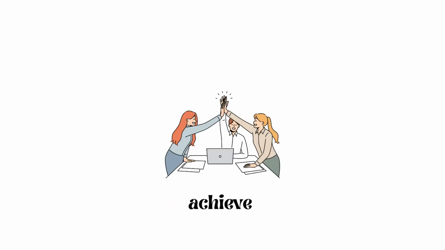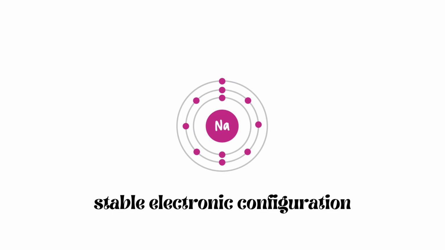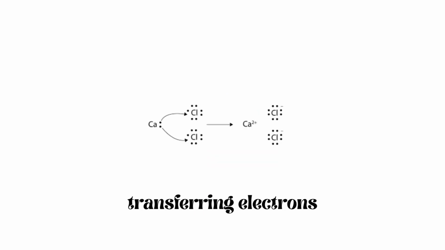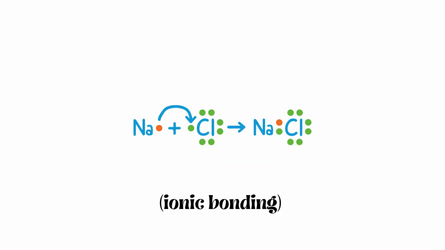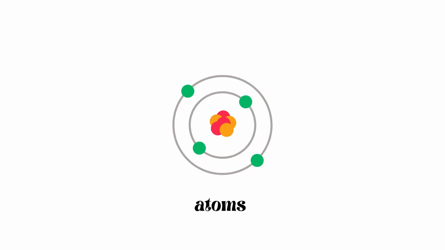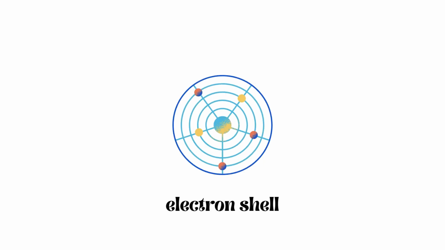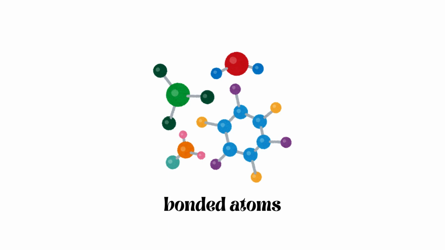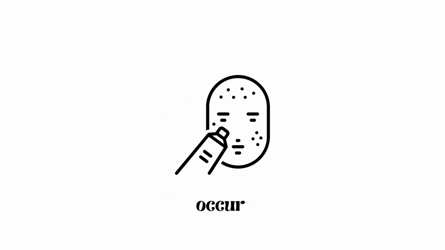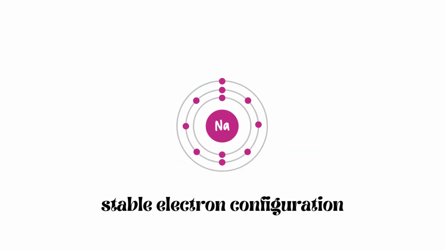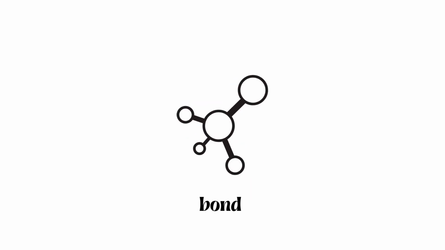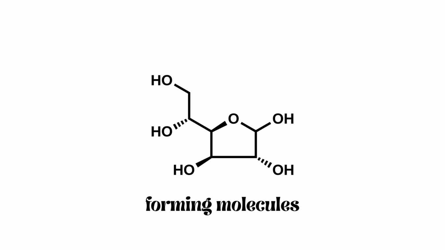Atoms bond to achieve a more stable electronic configuration, typically by either sharing electrons (covalent bonding) or transferring electrons (ionic bonding) with other atoms. This process allows atoms to attain a full outer electron shell, either by completing it or by emptying it, resulting in a lower overall energy state and increased stability for the bonded atoms. Covalent bonds occur when atoms share electrons to achieve a stable electron configuration. This sharing of electrons creates a bond between the atoms, forming molecules.